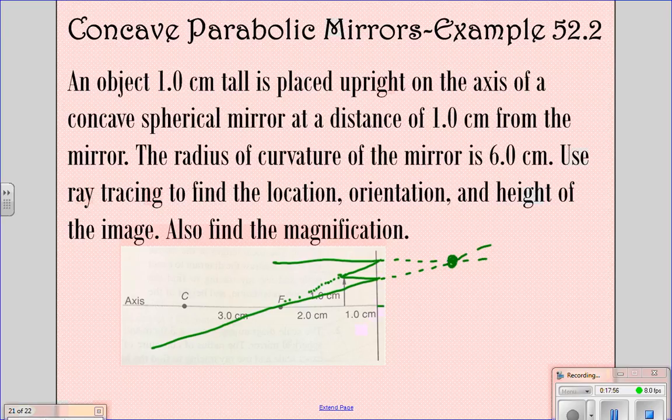So this is our axis, and this is our new object. Our virtual image, because it's on the dark side of the mirror. And so it is upright. So the location is in the mirror or on the dark side of the mirror. It's upright, and then we've got to find the height of the image.